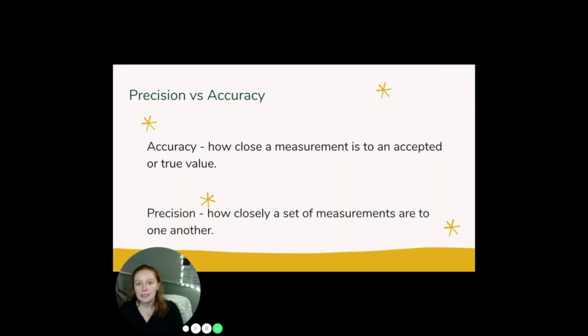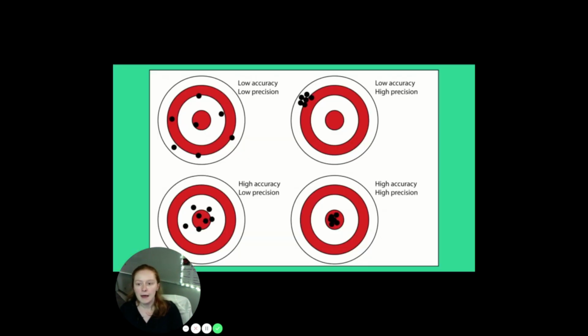Whereas precision is how closely you can get to all of your other measurements at the same time. It's how closely a set of measurements are to one another. And precision is measuring essentially how good you are in the lab.